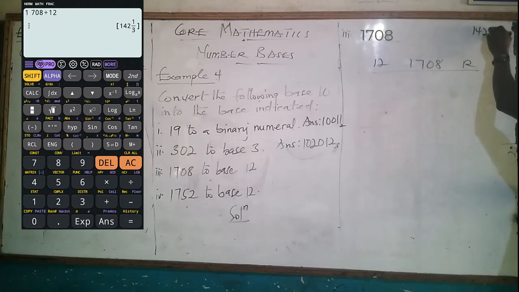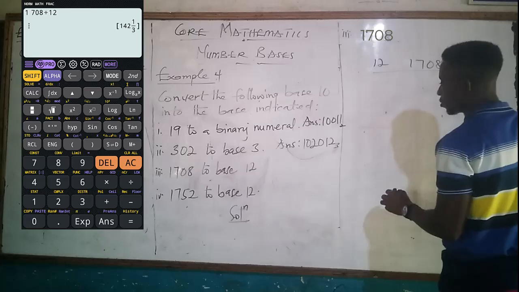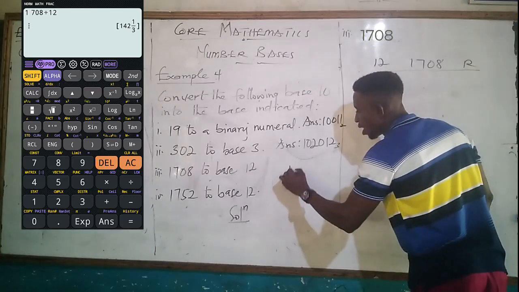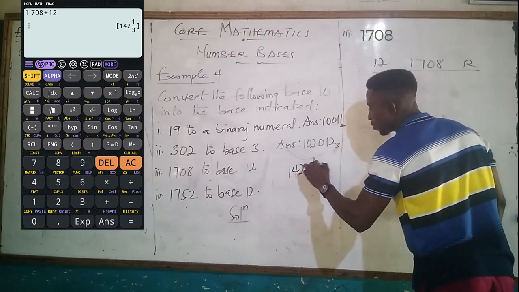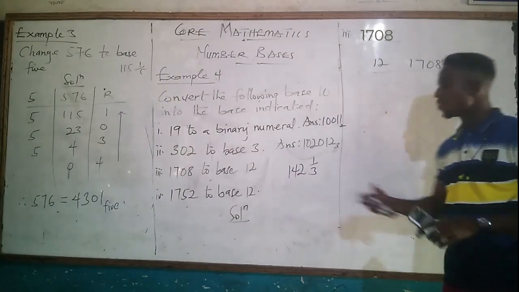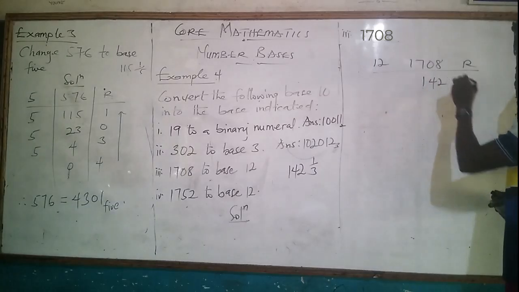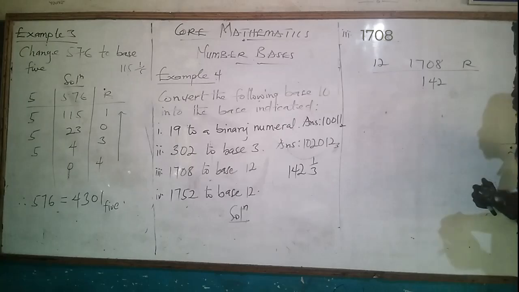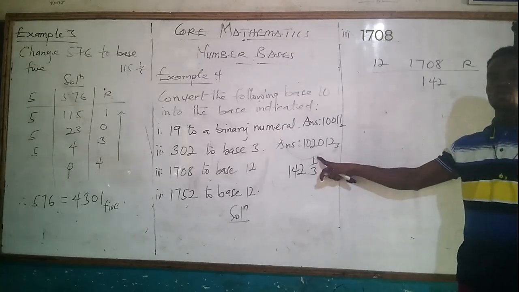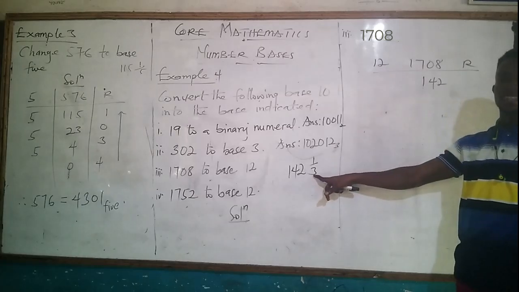Let me write it here because I'm going to explain something. 142 whole number 1/3. So the whole number is 142, and I can write my 142 here. Then for the remainder, I can't say the remainder is 1, because the base number is 12. We are supposed to get 12 here.